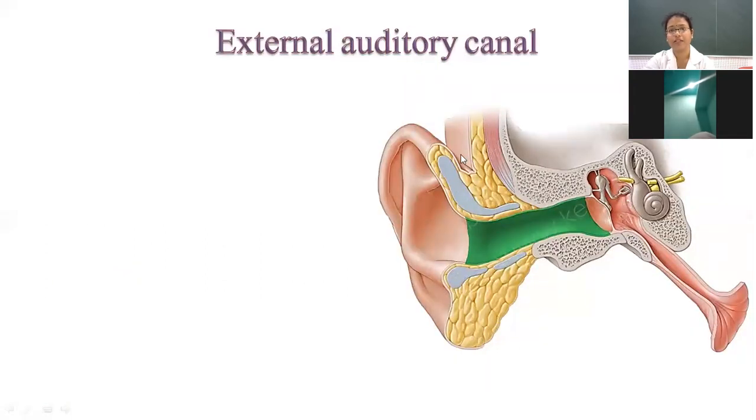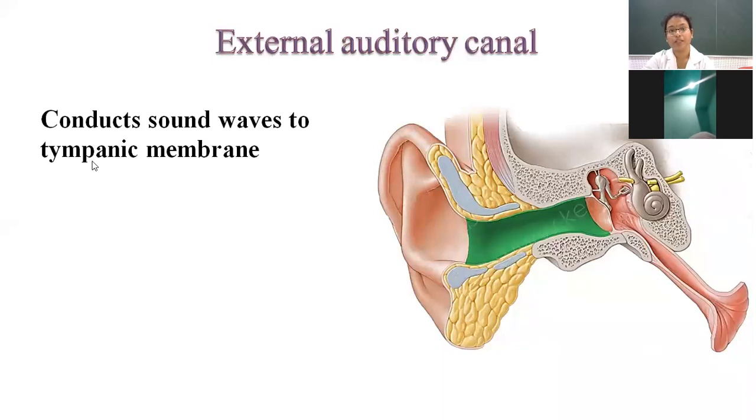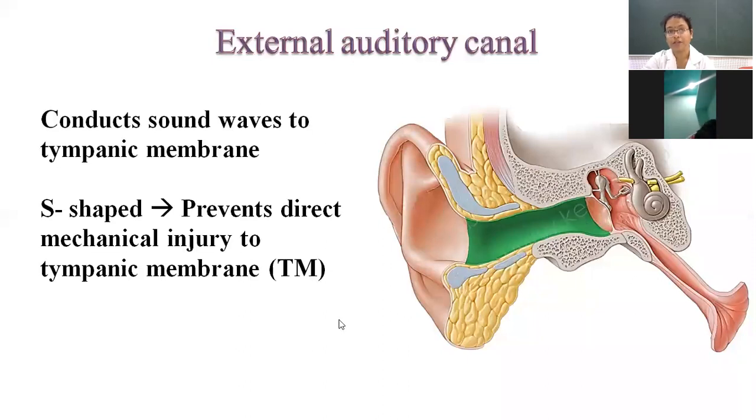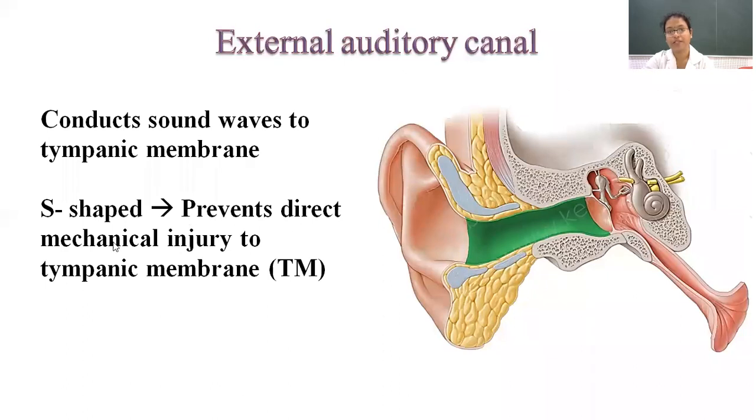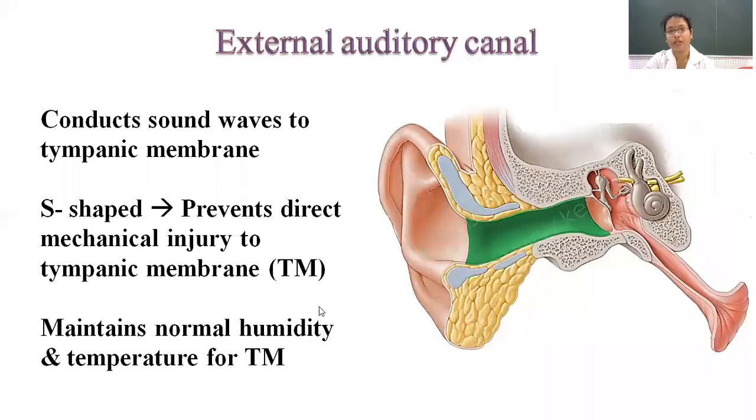Now, the next structure is the external auditory canal, the green colored one here. The job of the external auditory canal is to conduct the sound waves, which are focused from the auricle, towards the tympanic membrane. This is not a straight canal, it is S-shaped. The presence of the S-shaped canal prevents direct mechanical injury to the tympanic membrane. Also, this canal maintains normal humidity and temperature, which is favorable for normal functioning of the tympanic membrane.